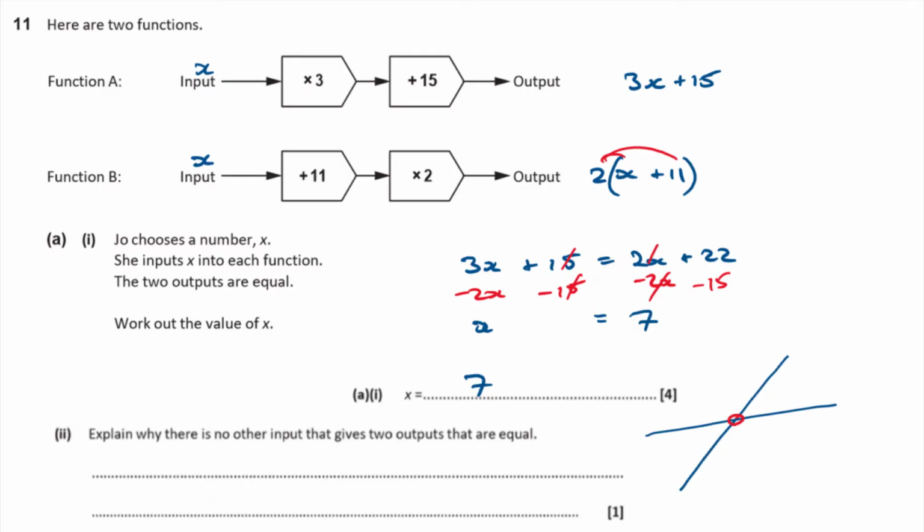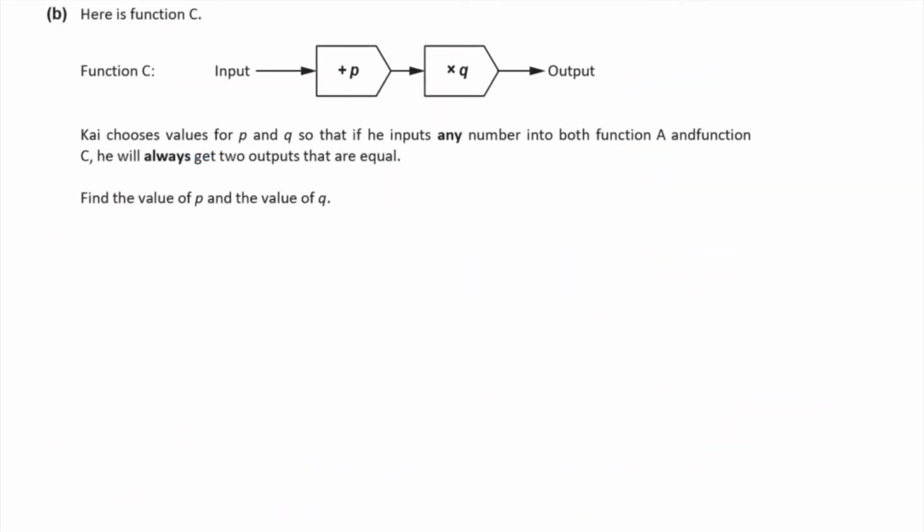So I'm going to write that down. They are both linear functions which can only intersect in one place. Part B says, here is function C. The input, we add P and then we multiply by Q.